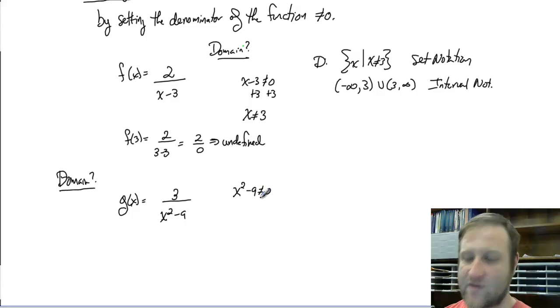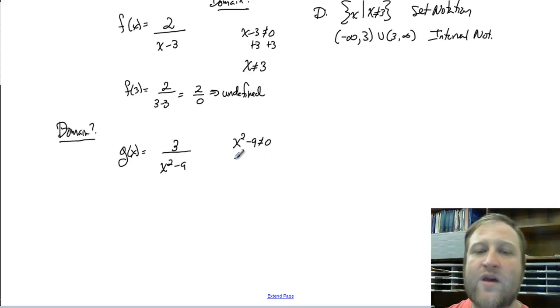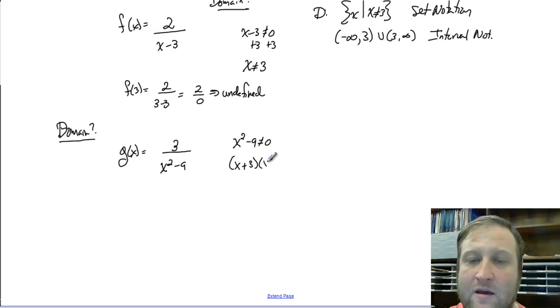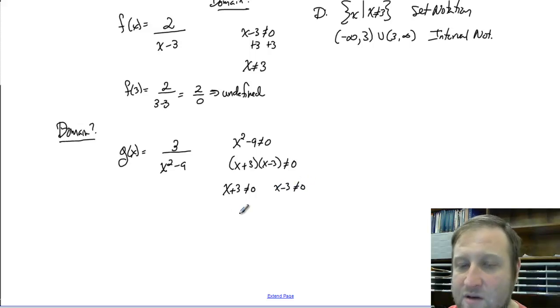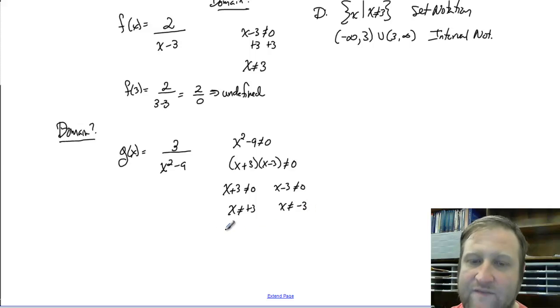We can go about solving this two different ways. We can factor x squared minus 9 to x plus 3 times x minus 3 not equal to 0, and we could set these two factors independently not equal to 0. So we would have x plus 3 cannot equal 0 and x minus 3 cannot equal 0. So x cannot equal positive 3 and x cannot equal negative 3. So we have these two values that will not be allowed in our domain.